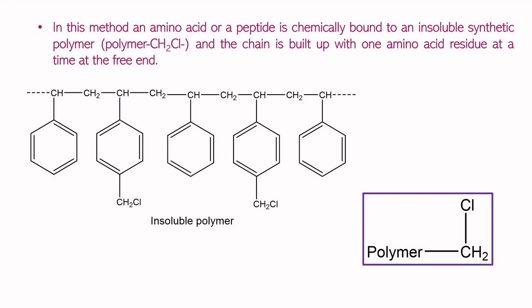In this method, the amino acid or a peptide is first chemically bound to an insoluble polymer having a structure like this. So after binding the amino acid to a polymer, the chain is built one by one from the free end. So this is usually the polymer. This is the structure of polymer used. For simplicity, you can write it like polymer CH2Cl.